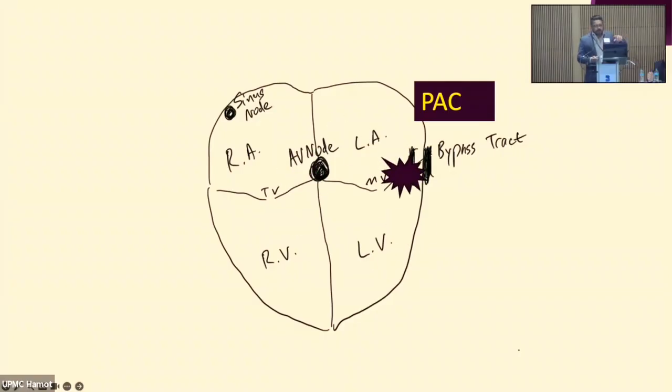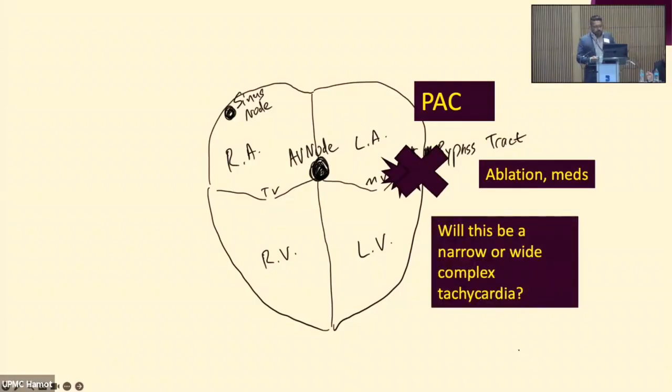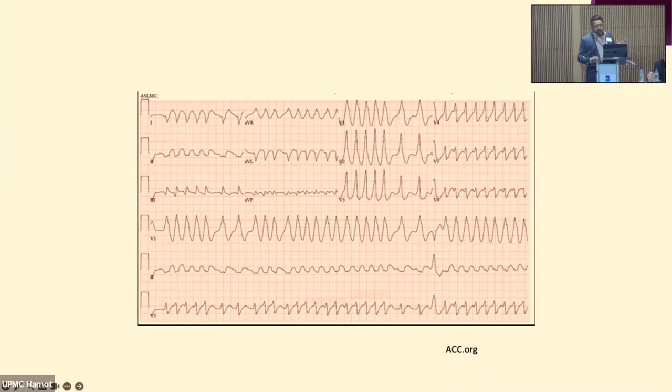So we call this orthodromic and antidromic reentry. Once again, the fix is the same. You fix the pathway. Will this be a narrow or a wide complex tachycardia? Wide, because it's not going down the AV node anymore. The circuit is going in the opposite direction, down the pathway, which is going to activate the ventricle first. So why does that matter? This is why it matters. Well, it matters for ablation purposes and what else you do.